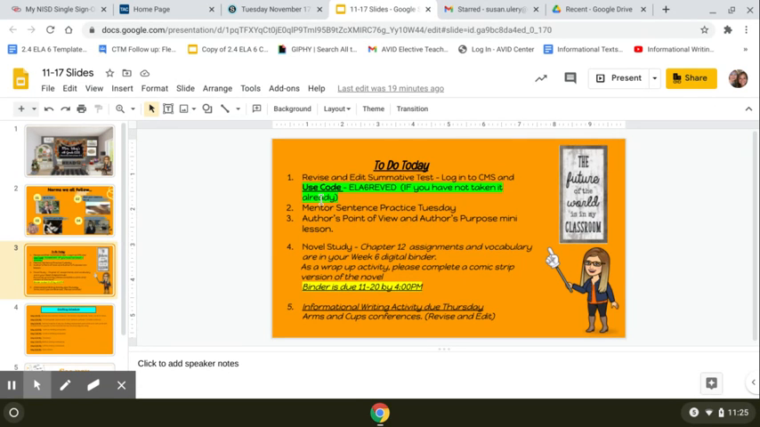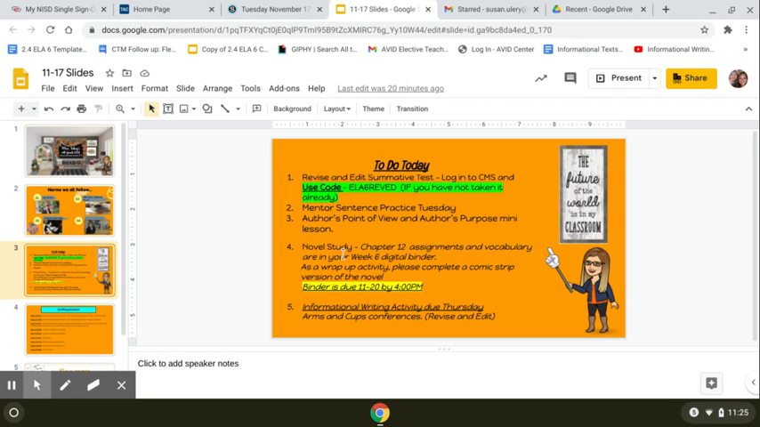All right, so I have the revise and edit test code here because there are just a few of you that have not taken it, so I'll be reaching out to you. Number 2, we're going to continue with our mentor sentence practice on Tuesday. Then we're going to roll into our author's point of view and author's purpose mini lesson.